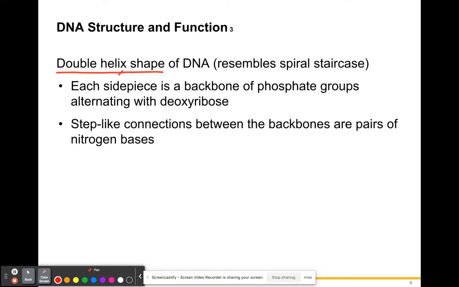I'm going to show you a picture that explains these two sentences. It says each side piece has a backbone of phosphate and deoxyribose. We call this the sugar-phosphate backbone. The sugar-phosphate backbone is strictly structural. There's nothing about it that differs between organisms. It is the same in humans as it is in bacteria or fungus or plants. The difference that DNA makes in organisms is found not in the backbone, but in the center of it, which I'll show you in a moment.